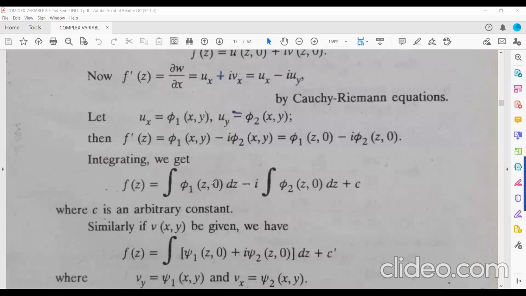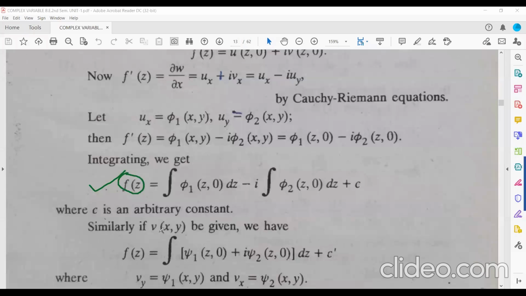And that is just to integrate with respect to z, you will get the analytic function of what? f z. So if you know one function, that means if you know the real part, using that real part, you will be able to find out the what? This analytic function, f z.